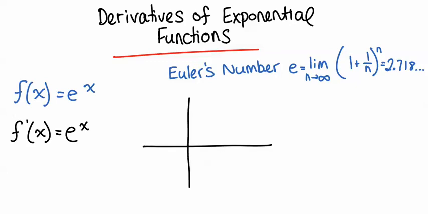If we look at the graph of e to the x, it passes through 1. It's got an asymptote at y equals 0, and looks like your basic exponential function. So that's our graph of e to the x, and its derivative is the same thing. Awesome.